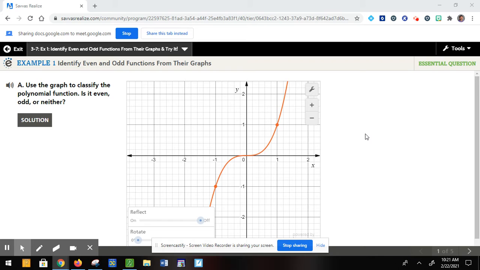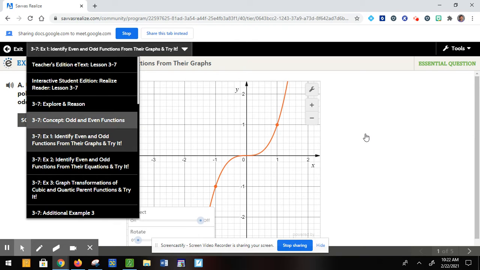In this example, we're going to be identifying an even and odd function from the graph. There's also an algebraic way that you can figure that out. So hopefully you were able to review the part of the notes about the even and odd functions. If you're just watching the video, actually click into Savvas because there's something you want to look over before you start engaging in this example and the next example.